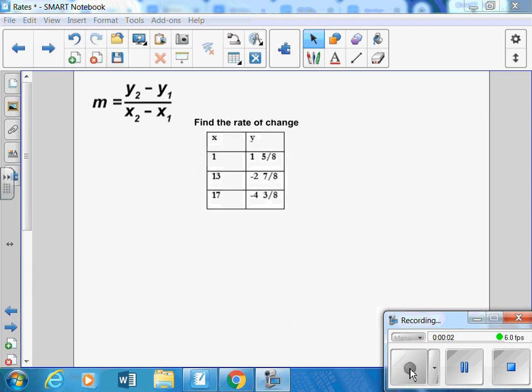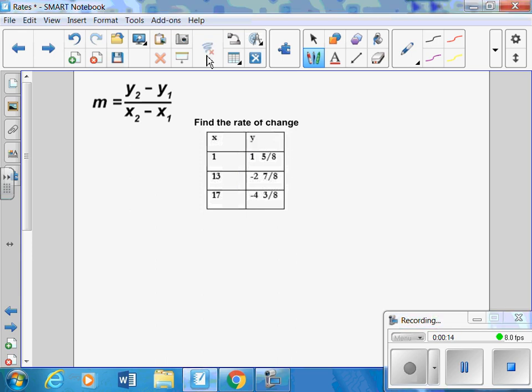Okay, so before I figure out what the change in y and the change in x are going to be, I'm going to convert the mixed numbers to improper fractions. We're going to take 8 times 1, which is 8, and then plus 5, which is 13. So this would be 13 over 8. That's what the improper fraction would be for 1 and 5/8.